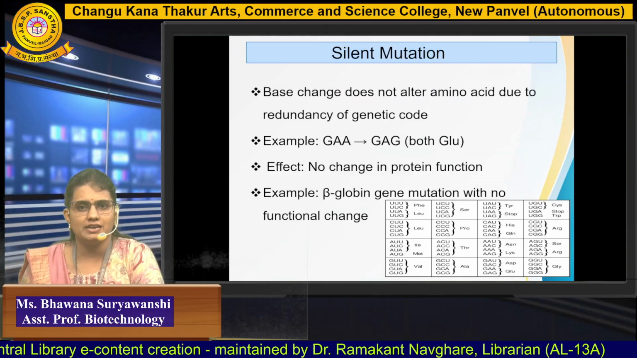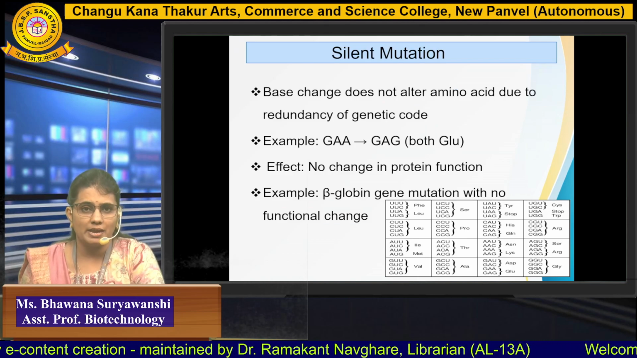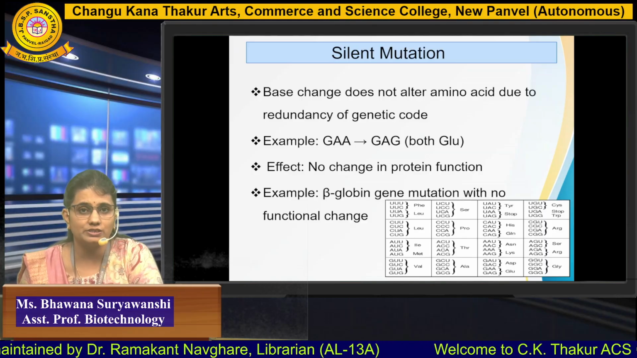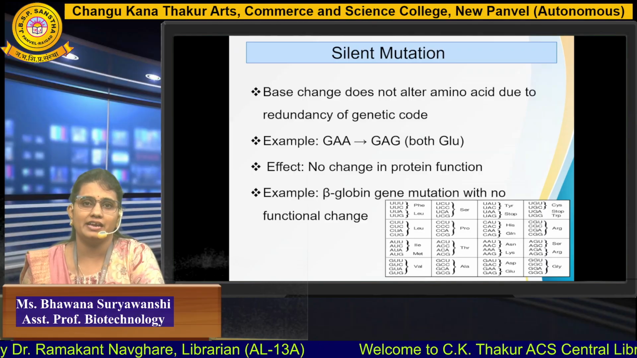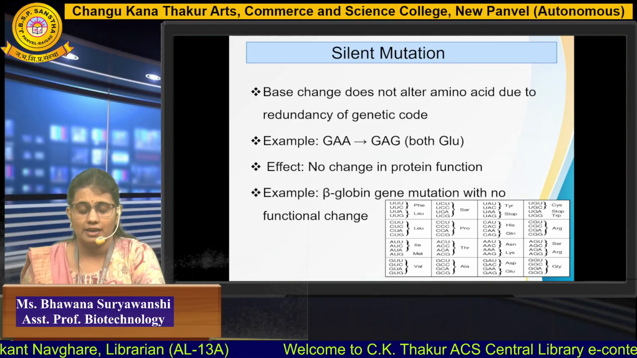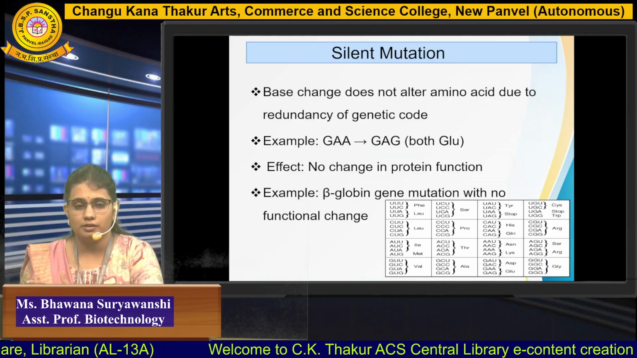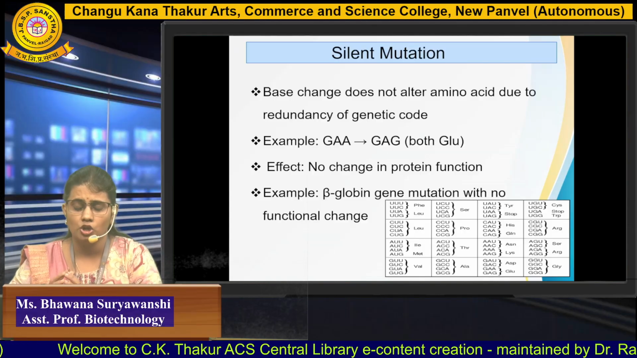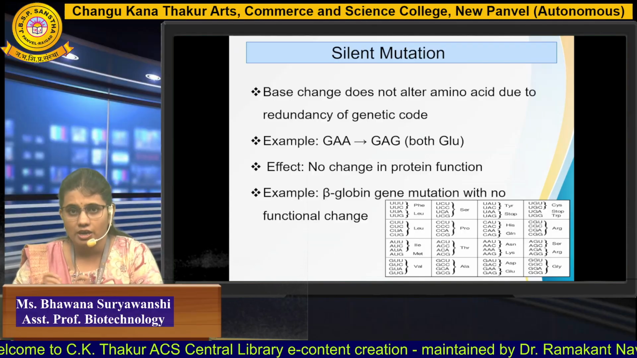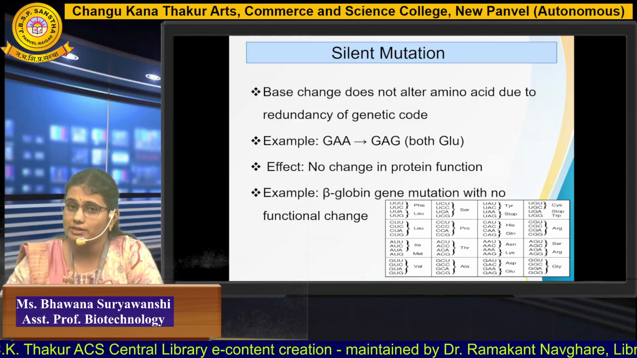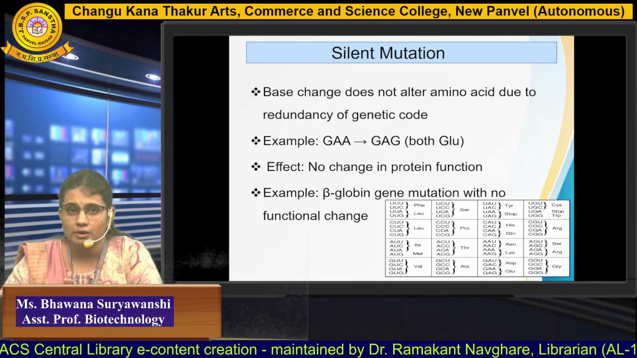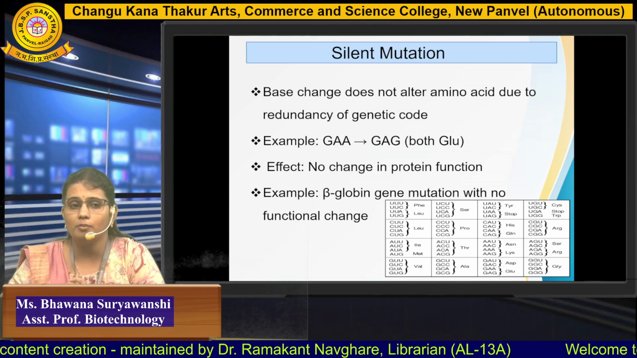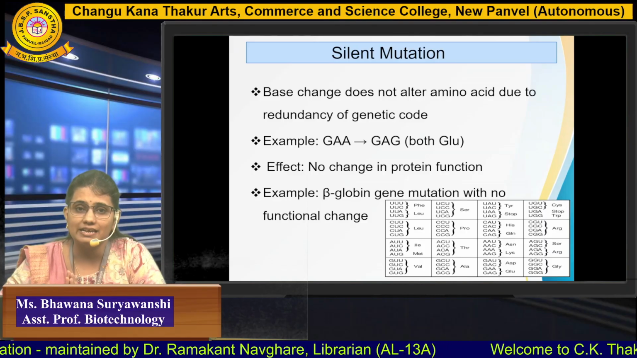First of all, let's start with silent mutation. The base change, whatever substitution is occurring inside the DNA sequence, is not altering any amino acid. We know DNA is transcribed into mRNA, and mRNA is translated into protein, right? So even if a single base is changed, it is not changing the amino acid. Now students, do you know why it is so? Because of the redundancy of the genetic code, as more than one codon can code for a single amino acid.